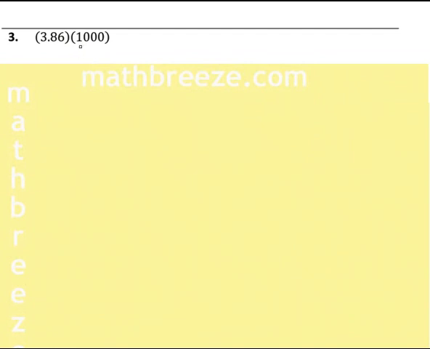In example number 3, we're multiplying by a power of 10. This is a power of 10. Okay, here are some powers of 10. We have 10, or 10 times 10 is 100. 10 times 10 times 10 is 1,000. Any number which is a 1 followed by zeros, that's a power of 10.